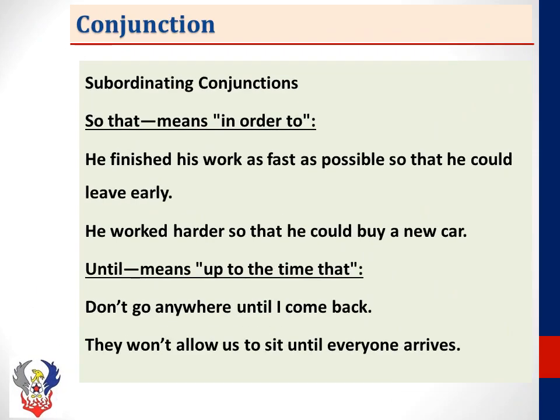Subordinating conjunctions. So that means in order to. He finished his work as fast as possible so that he could leave early. He worked very hard so that he could buy a new car. Until means up to the time that. Don't go anywhere until I come back. They won't allow us to sit until everyone arrives.